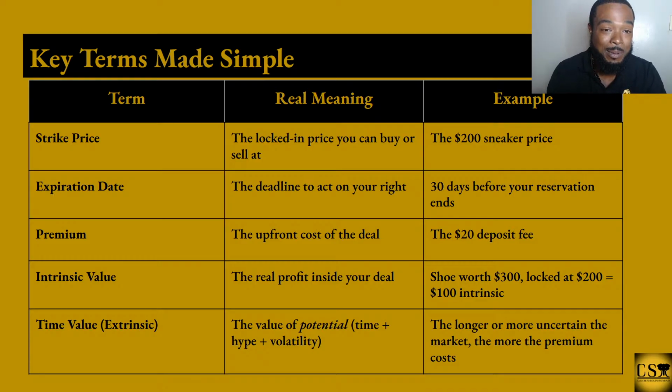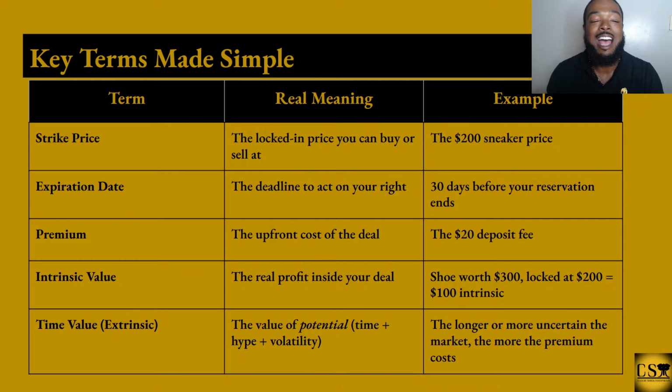Okay, and that's your premium. That's what you're going to pay up front to be able to have the right to sell later at that price or higher. The intrinsic value. Intrinsic value is the real profit inside your deal. So if the shoe is worth $300 and you locked it in at $200, your intrinsic value is $100. So you make a $100 difference because you still got to pay $200 for the sneakers, but you're selling them at $300, so you just make that $100 difference.